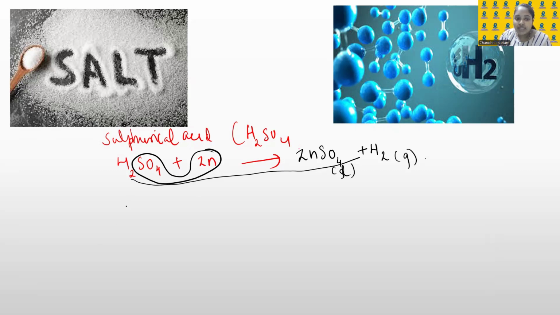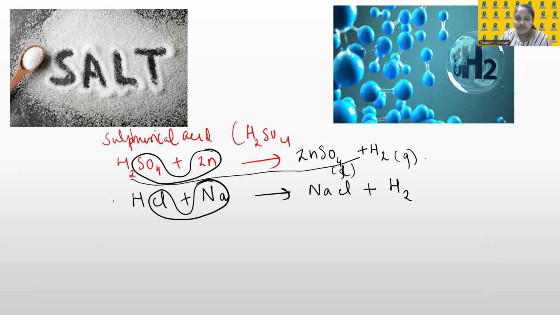Again, we will take a similar example. We will take another acid, hydrochloric acid. It can be reacted with a metal, sodium. What will happen? The sodium and chloride will combine together to give sodium chloride and hydrogen. Okay, is that clear?